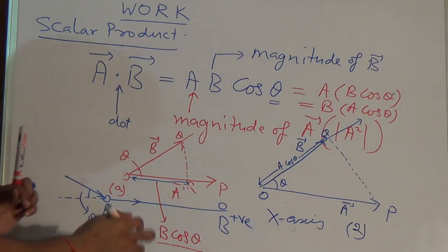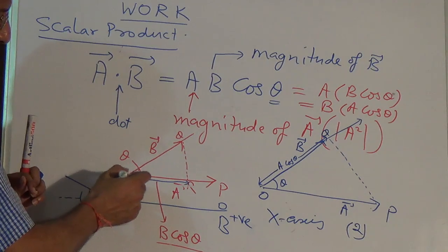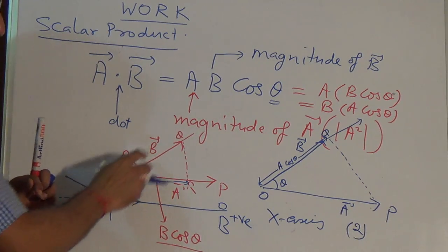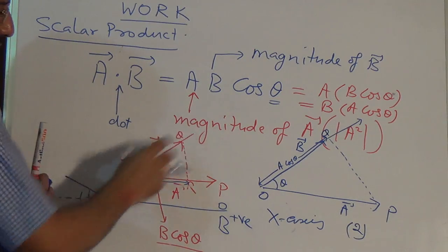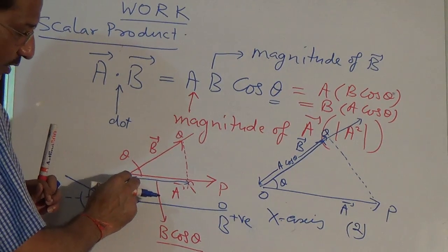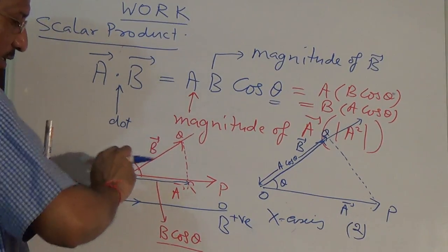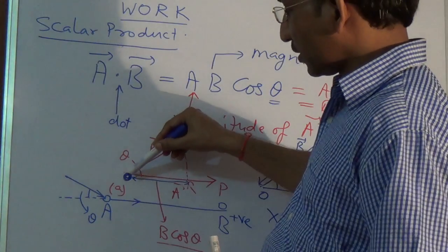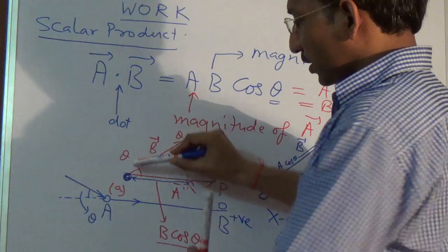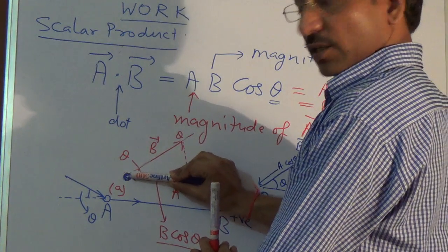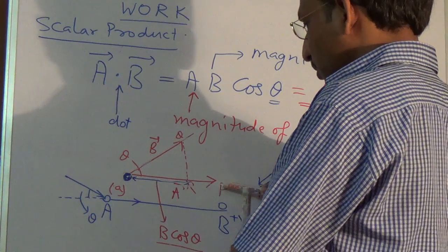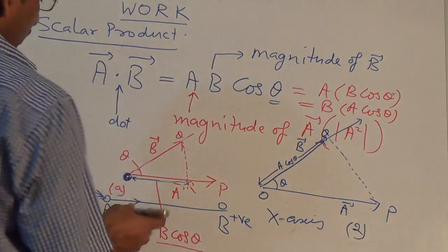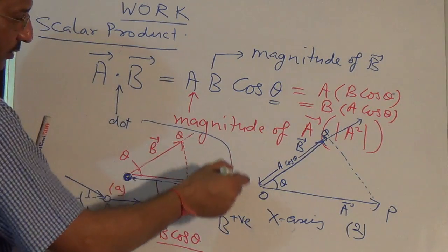Similarly, this is our object at this point, and we applied some force. This is the direction of force, and as a result, when I pull this particle along this direction, this particle is moving in the positive x direction. So this is the real situation.